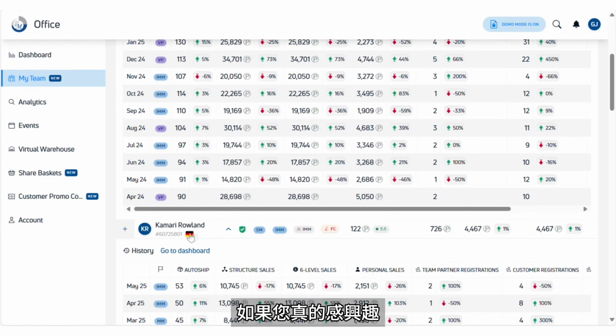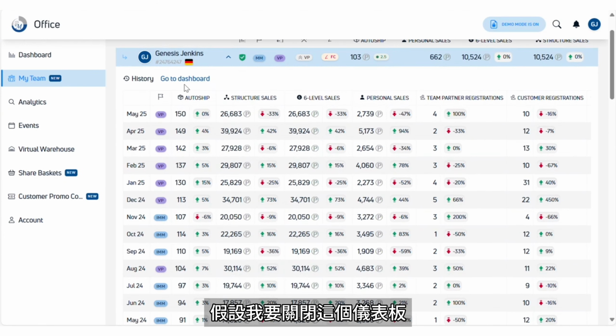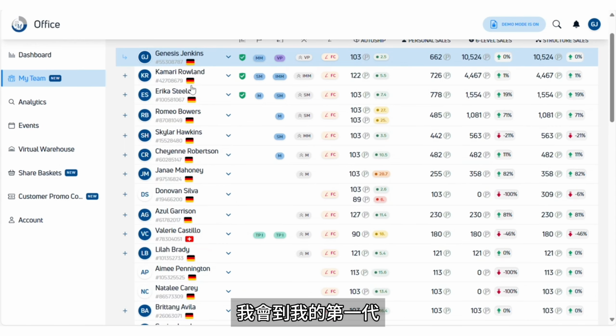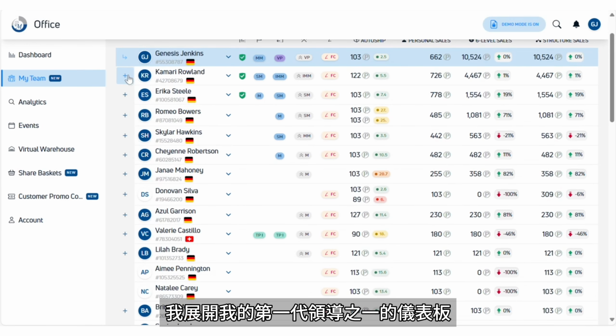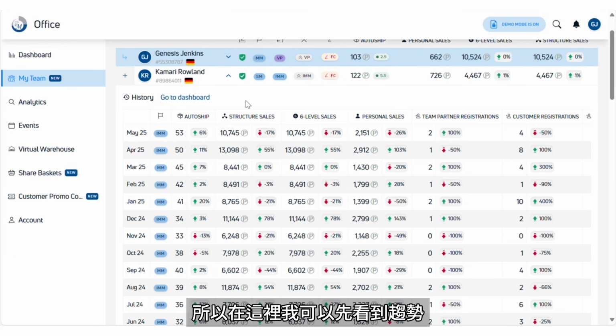And if you're really interested, so let's say I'm closing this dashboard, I will go to my first line. I open the dashboard of one of my first line leaders. So here I can see, first of all, the trend.